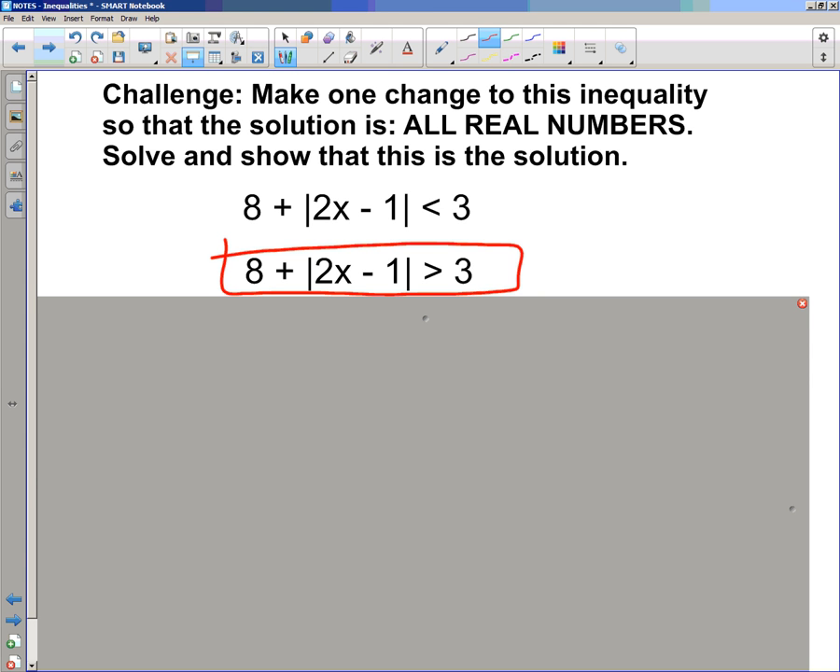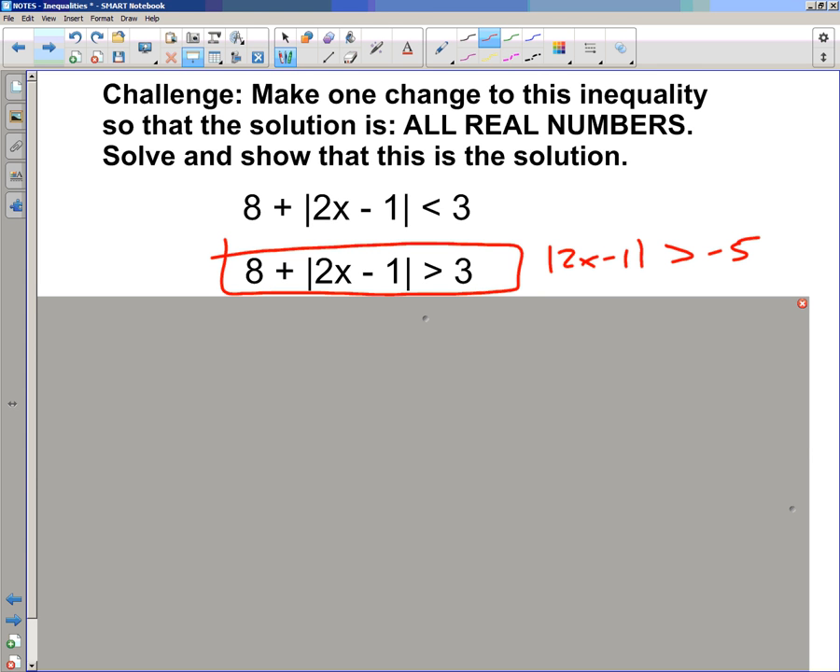It's going to be very similar. I just switched a sign in it. So get the absolute value by itself. You're going to get the absolute value of 2x minus 1 greater than what? -5 still.